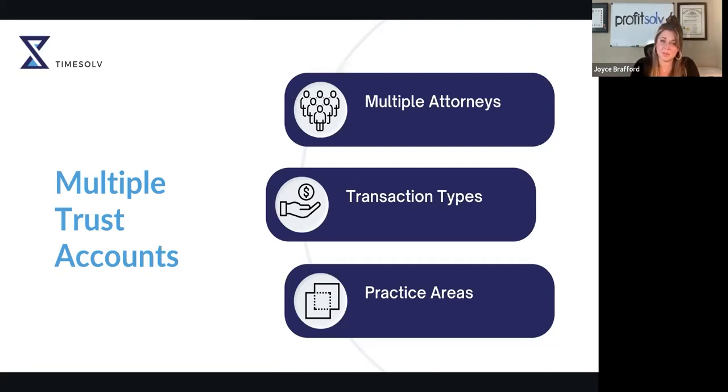But TimeSolve does support multiple trust accounts. For most of us in a solo or a small firm, or even in a mid-sized firm, if there are multiple attorneys, there's a really good chance that you have multiple trust accounts.